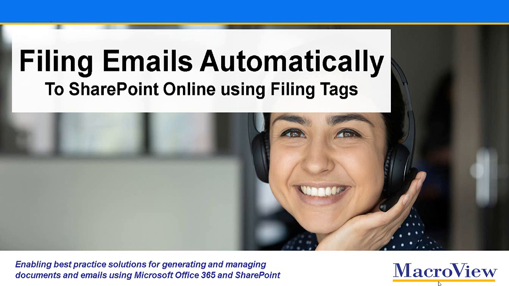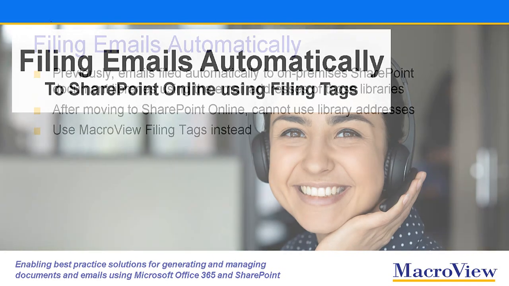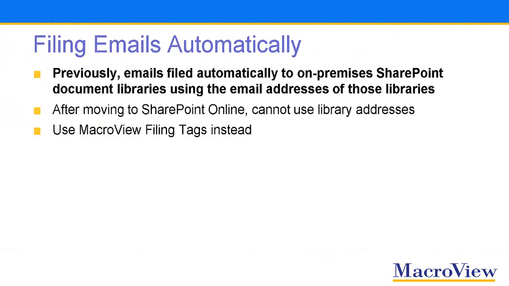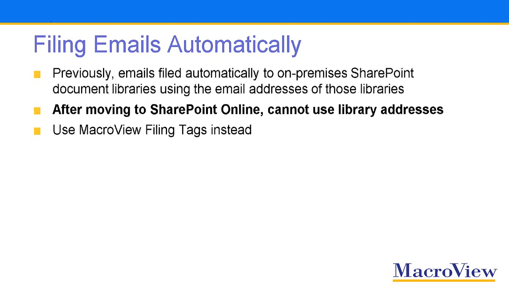This brief video shows how you can automatically file Outlook emails to SharePoint Online document libraries using filing tags. It's relevant to organizations where previously emails were being filed automatically to on-premises SharePoint document libraries using the email addresses of those libraries. But after moving to SharePoint Online, you cannot use those library addresses.